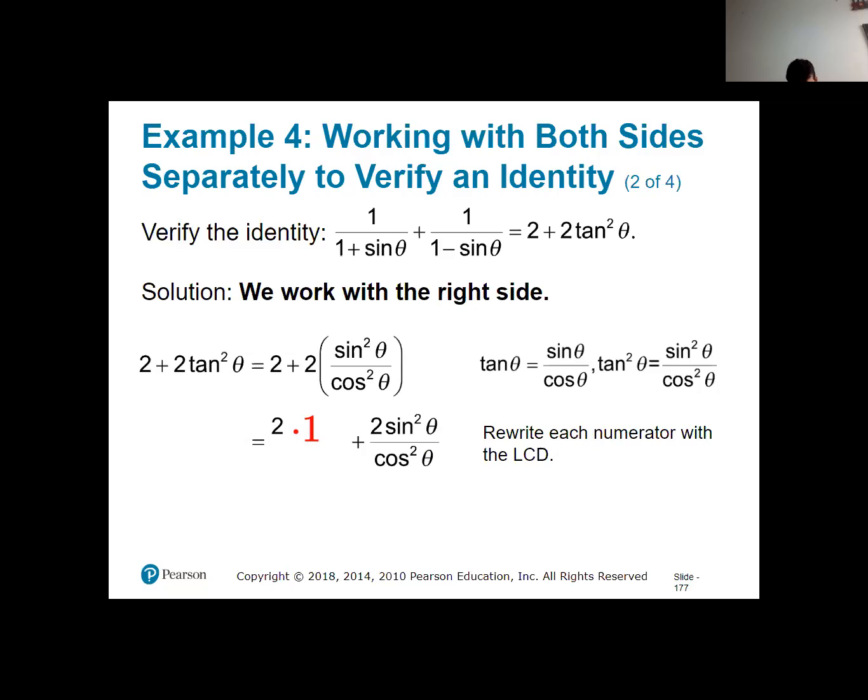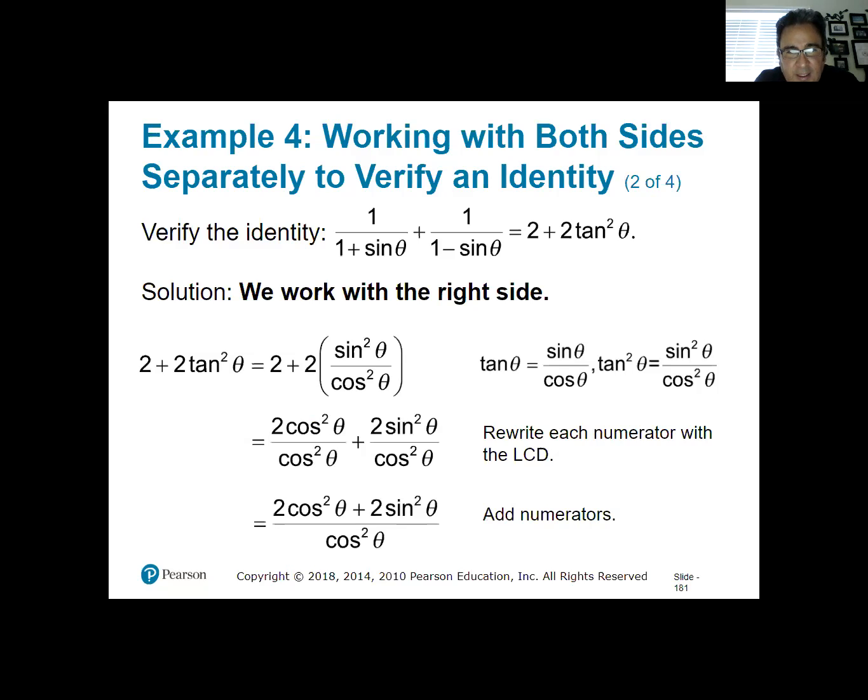What form of 1 is it going to be? Cosine squared theta over cosine squared theta. Good. Cosine squared theta over cosine squared theta, right? So now I have the same denominator, right? Now I can combine these two fractions and add the numerators. I'm going to get 2 cosine squared theta plus 2 sine squared theta.